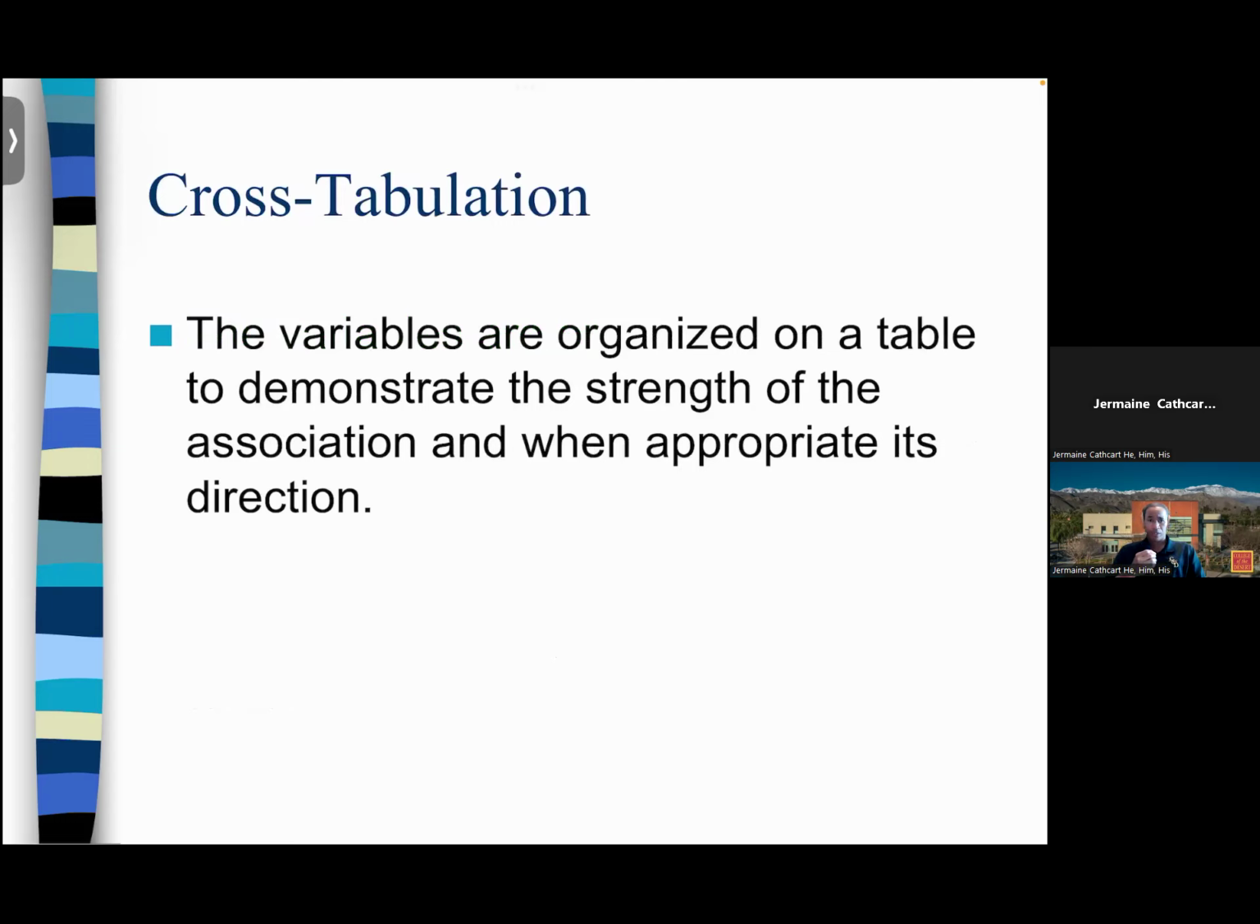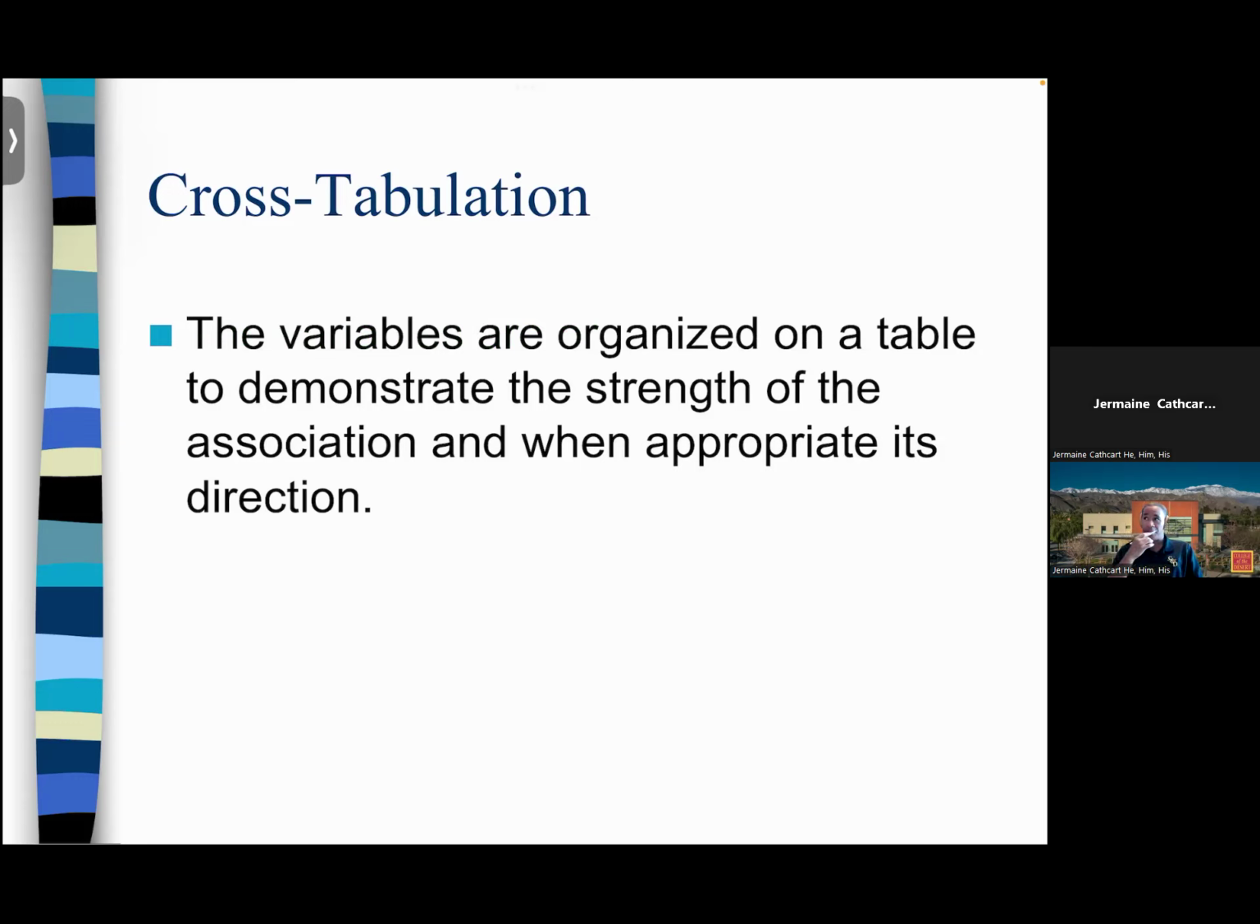Now, in a crosstab, the variables are organized on a table to demonstrate the strength of the association and, when appropriate, its direction. Now, you're typically going to be using crosstabs for either nominal or ordinal level data. Okay, now, if you remember from some of the prior lectures, I told you that anything that you can do with nominal or ordinal level data, you can also do with interval ratio level data. So it is true that you can create a crosstab with interval ratio level data. Yes, you can. But there's a problem with that.